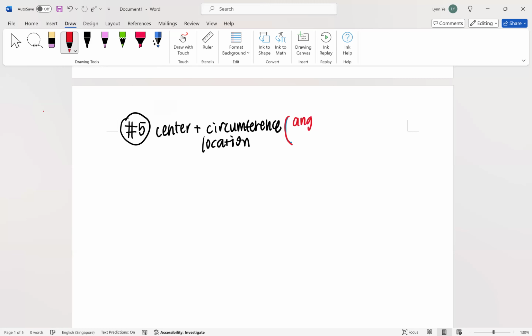The reasoning is angle at center is equal to 2 times the angle at circumference. Now, some teachers want you to spell 2 and times, okay? But for me, just like that is enough. Angle at center is equal to 2 times angle at circumference. I'll give you some time to copy first.